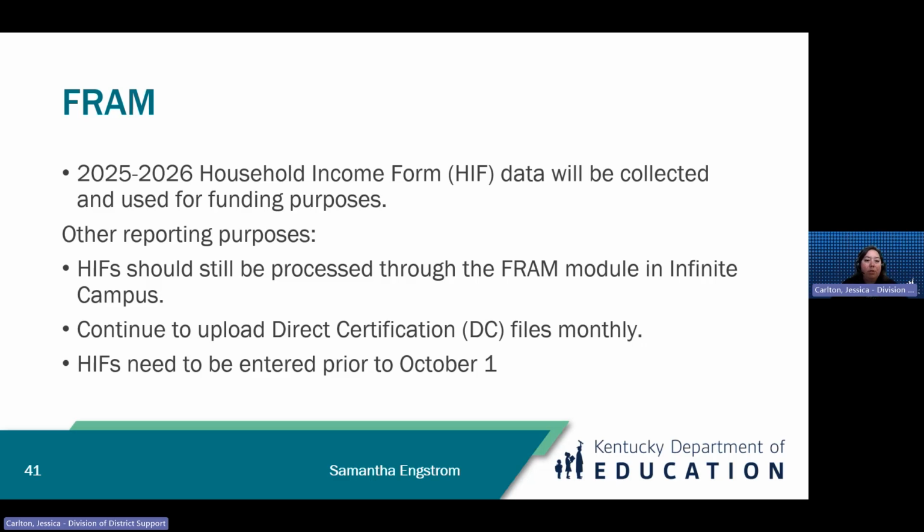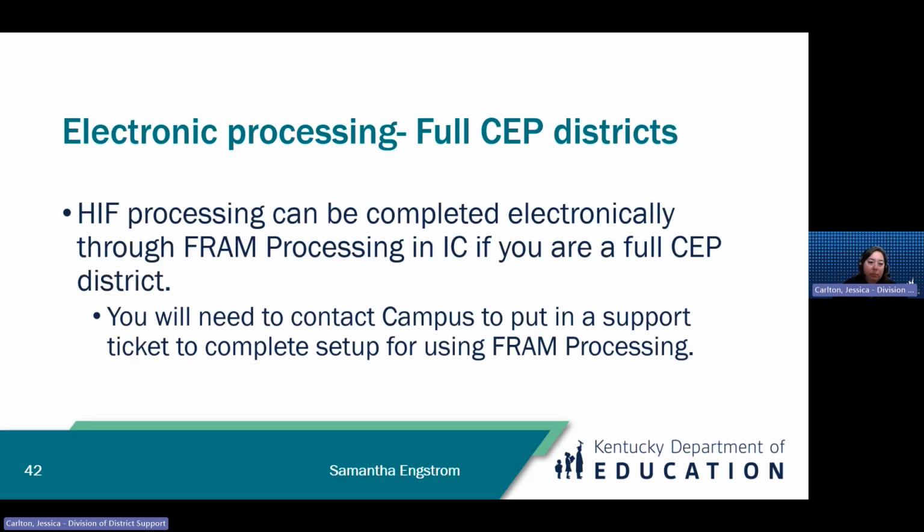All right, moving on to FRAM. For 25-26, household income forms are still going to be collected. These household income forms are processed through the FRAM module in Infinite Campus. If you're even on HIF, you also need to do your direct certifications monthly. We would like to try to get all of these entered by October 1st, because that's the first wave of reporting for federal reporting and E-rate and other things.